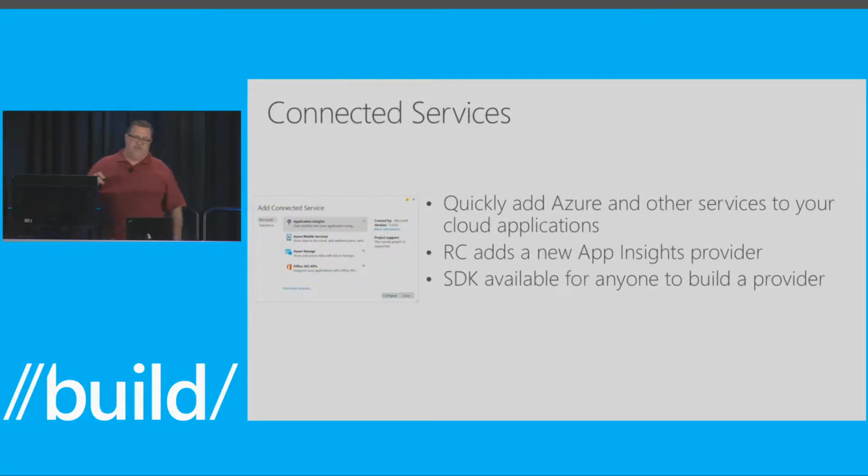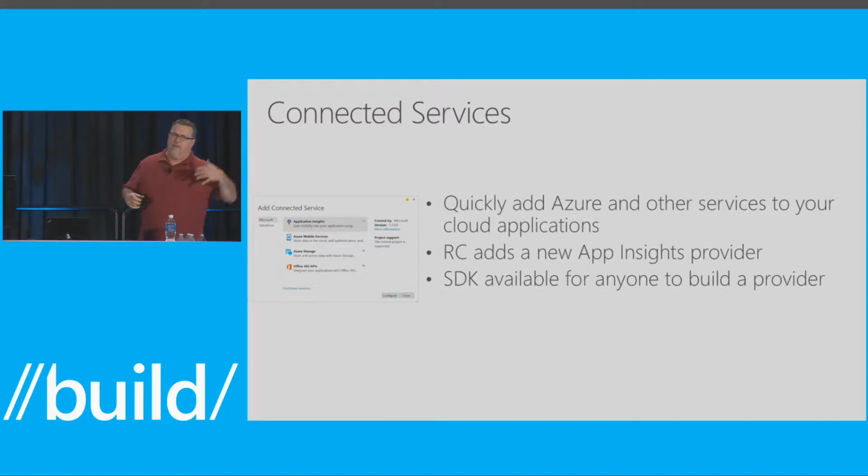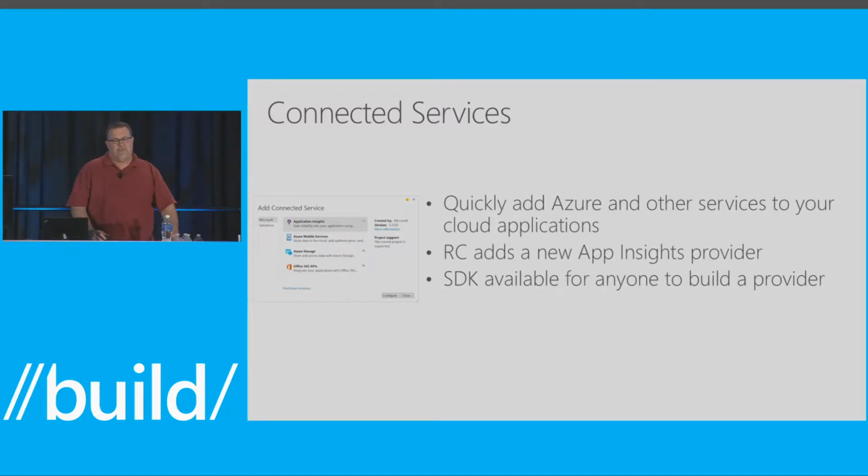Connected services. We redid connected services in Visual Studio 2015. We actually released it in preview back in the fall, and we have a few updates to it. The main update is we added App Insights as a service that you can add. What connected services does is, say you have a web app or any type of app, and you want to leverage one of your Azure resources, this makes it really easy to just point at a resource, and we'll bring down the configuration and help configure it for you.